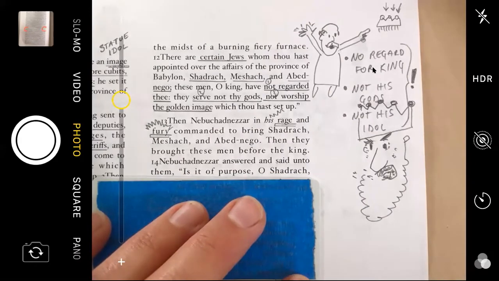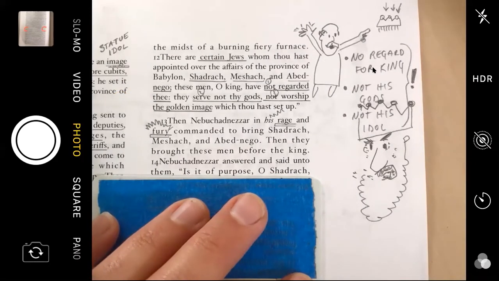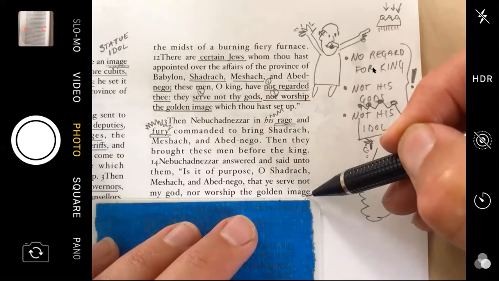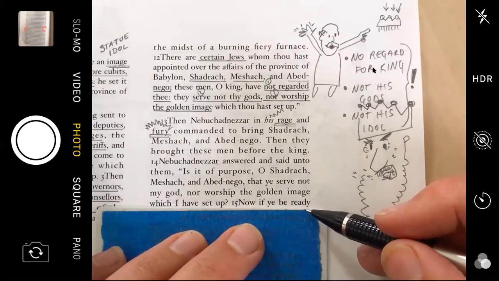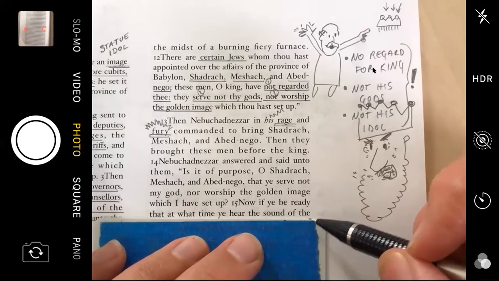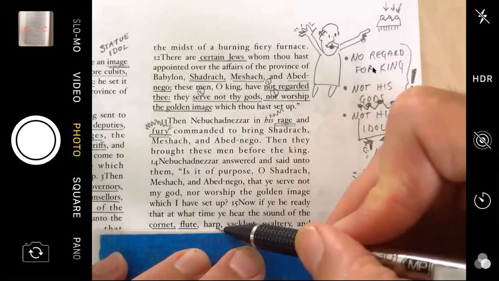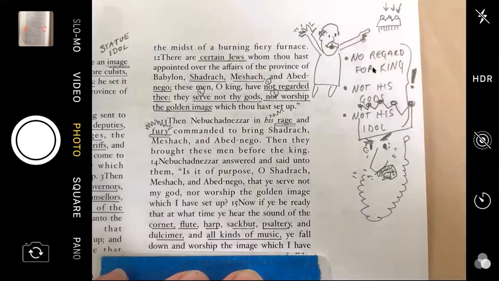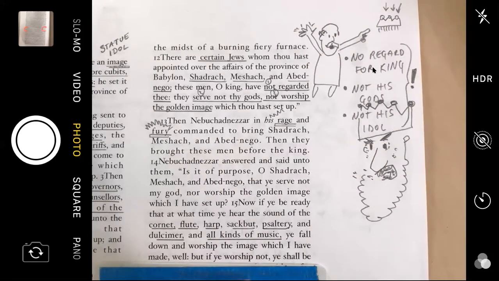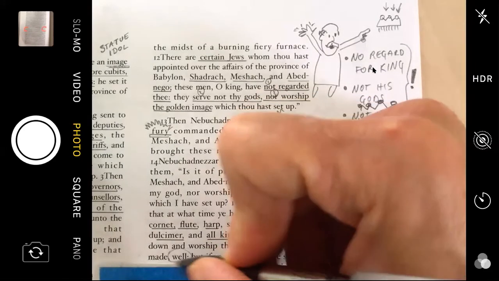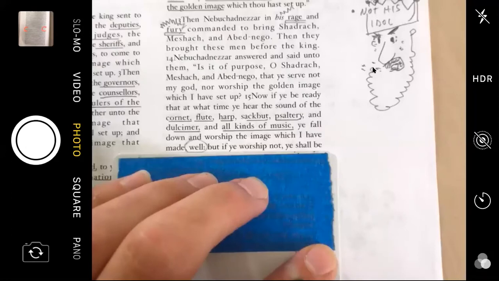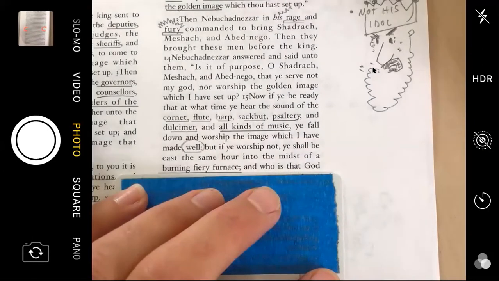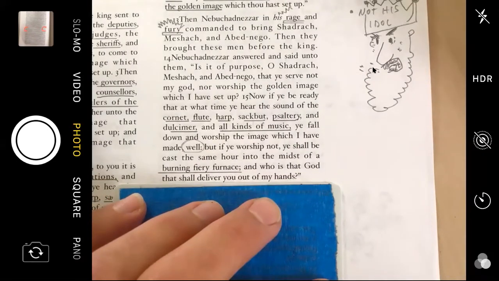Nebuchadnezzar answered and said unto them, Is it of purpose, O Shadrach, Meshach, and Abednego, that you serve not my god, nor worship the golden image which I have set up? Now, if you be ready, that at what time you hear the sound of the, here we go again, cornet, flute, harp, sackbut, psaltery, and dulcimer, and all kinds of music, you fall down and worship the image which I have made, well. He says, if you bow down, then it will be well. But if you worship not, you shall be cast the same hour into the midst of a burning fiery furnace. And who is that God that shall deliver you out of my hands? Ooh.